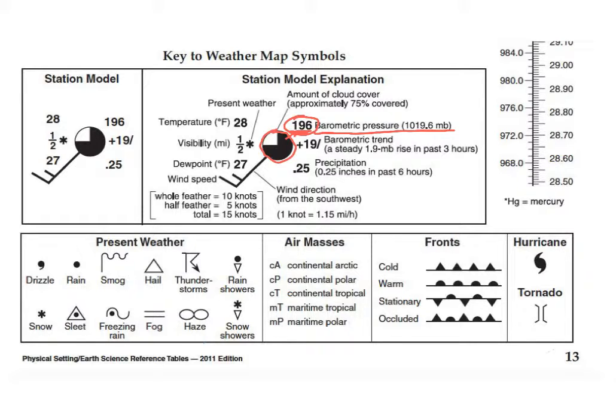The actual barometric pressure for this particular station is 1019.6 millibars. The reason they don't write out this whole number here is this is a lot. This is a big number. They're trying to make this station model really small so that they can fit a bunch of them on a map. If they wrote out this huge number, then this station model wouldn't be that small. So they make this code only 3 numbers long, so it takes up less space.